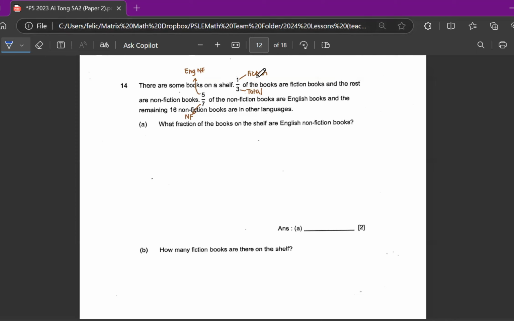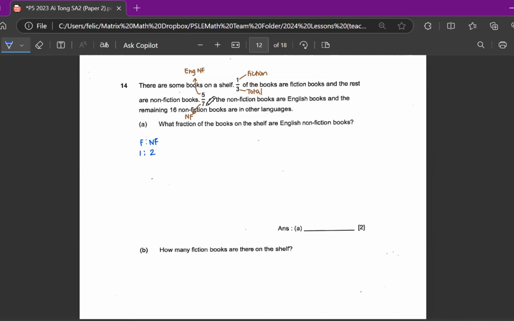So first, fiction to total. One way is you can put fiction to non-fiction, because since they said the rest are non-fiction, you can easily determine the units for non-fiction. Fiction is 1. Let's put that down. Now, non-fiction will be 3 minus 1, total minus fiction. So this is a 2. If you decide to put 1 to 3 ratio, then your title should be fiction to the total. Be careful. The correct units must match the correct title. This is important.